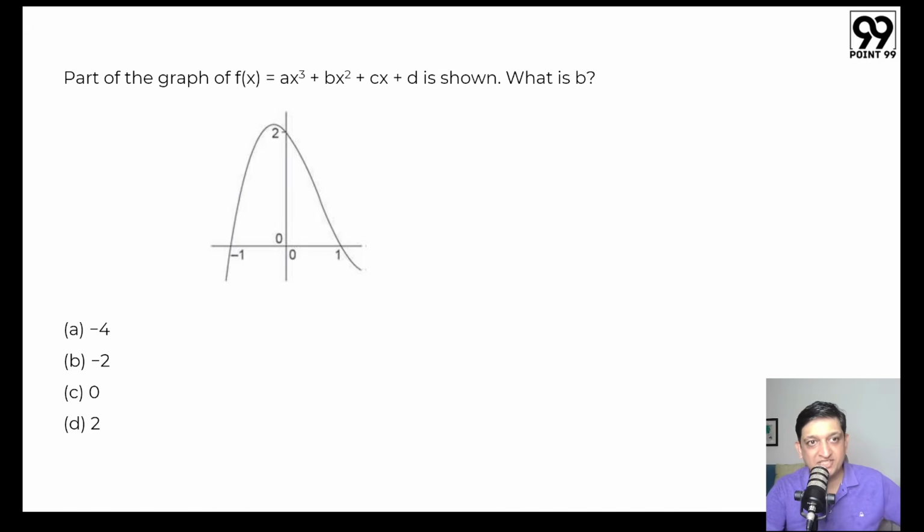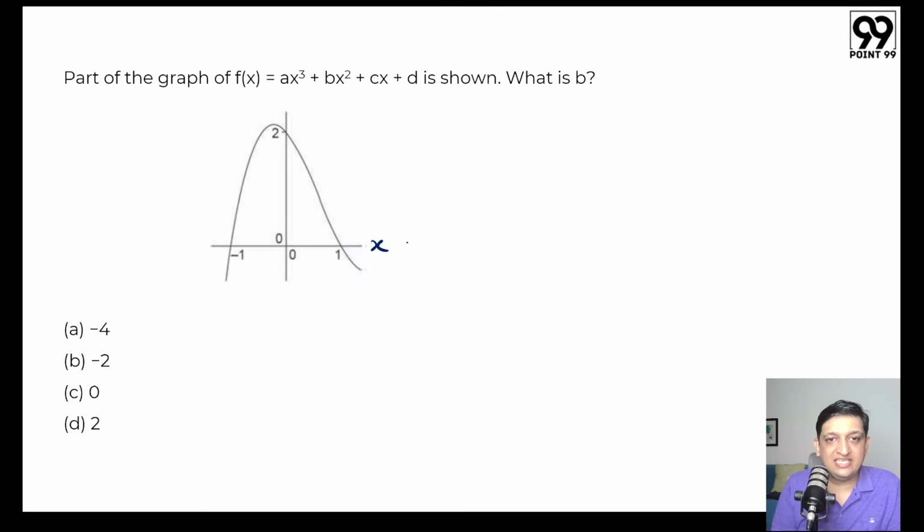Let's look at the next question. Very interesting question. So try this out and then have a look at the solution. Part of the graph of f(x) equals ax cube plus bx square plus cx plus d is shown. We have to find out what is the value of b here. So I can see 3 intercepts. I can see 2 x intercepts, which are the roots, and 1 y intercept, which is 2. So let's see what we can get here.